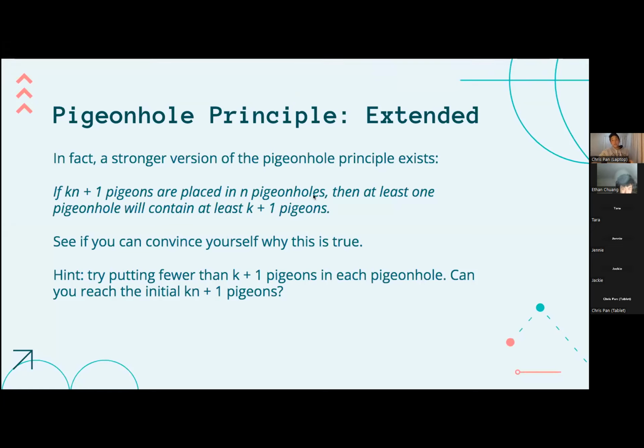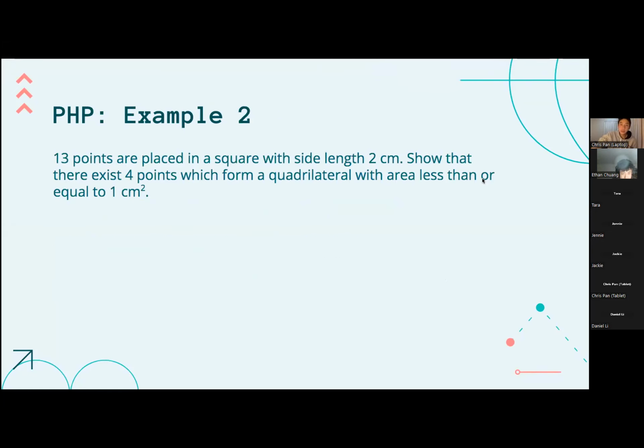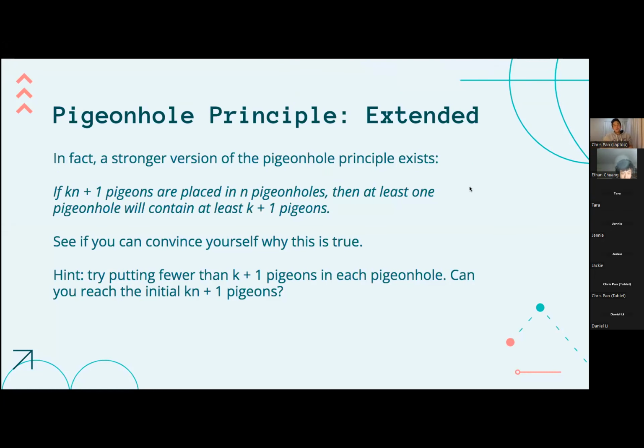Okay, so we have one last example to go through. Well, first we're gonna extend the pigeonhole a little bit. Instead of just n plus one pigeons, we're gonna have kn plus one pigeons placed in n pigeonholes. Then at least one pigeonhole will contain at least k plus one pigeons. So our earlier case was when we substituted in k equals one, but this works for any value of k.